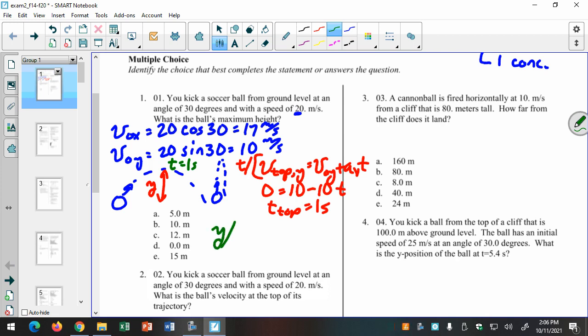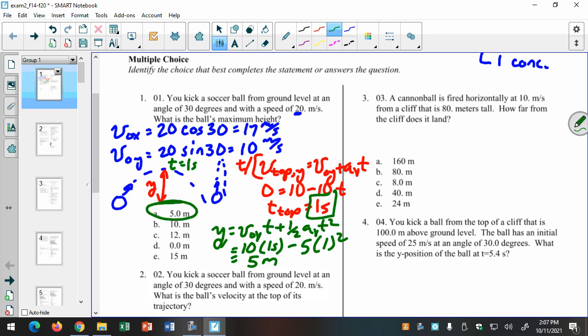I can figure out what is y. Y is equal to v naught y times t plus 1/2 a_y t squared. That's going to be v naught y, which is 10, times 1 second. Notice I'm using this time. You have to choose the time to use. In this case, since I want to know the position at the top, I use the time at the top. 10 times 1 minus 5 times 1 squared, that's equal to 5 meters. So the answer here is A.